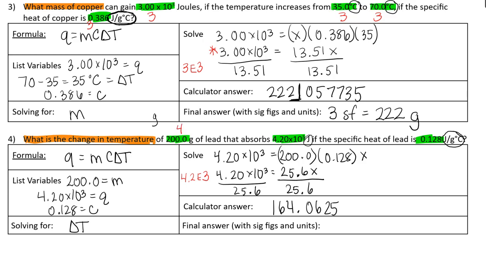So I had 4 sig figs here, 3 here, 3 here. That must mean I want 3, because remember, we're going to choose the lowest option. If I round my number right here to 3 sig figs, that's at the 4. So I keep it 164. The 0 means we're going to stay. Now, the thing we were solving for was the change in temperature, which has a unit of degrees Celsius. So my final answer here is 164 degrees Celsius.